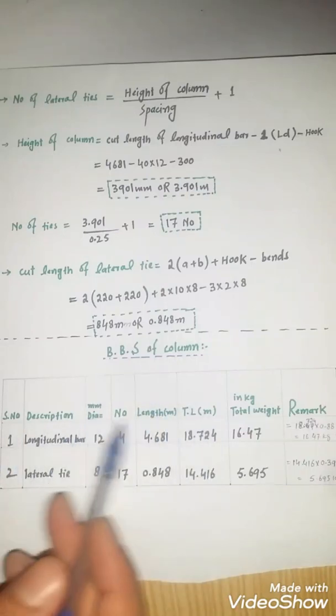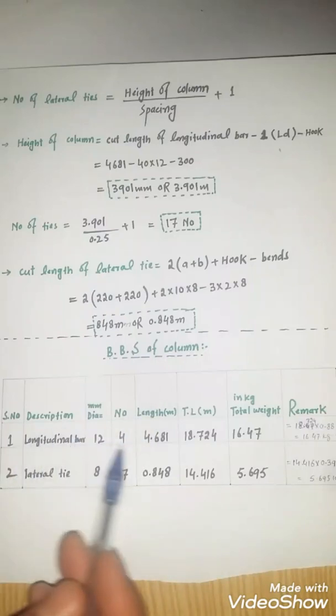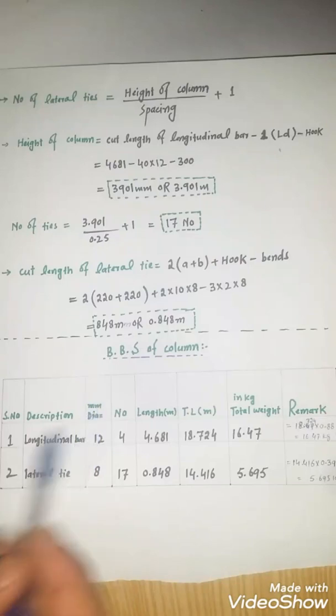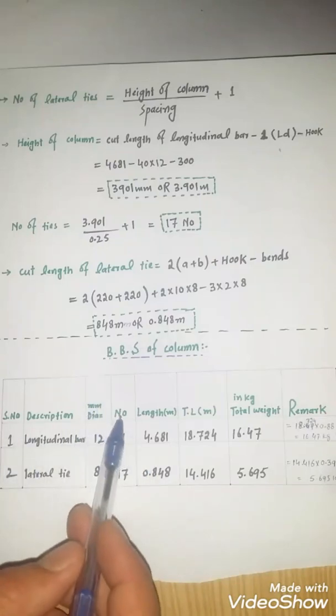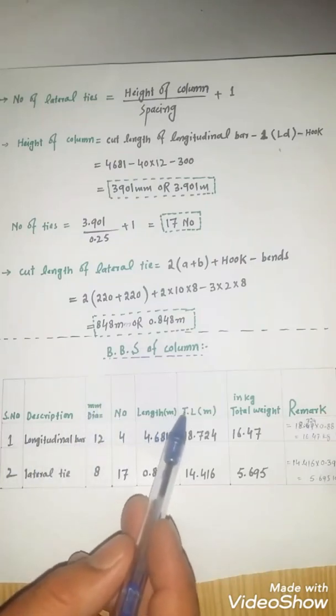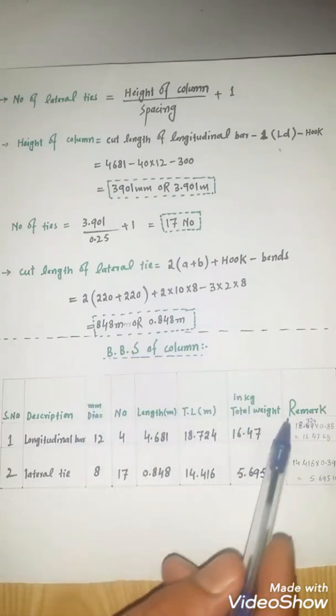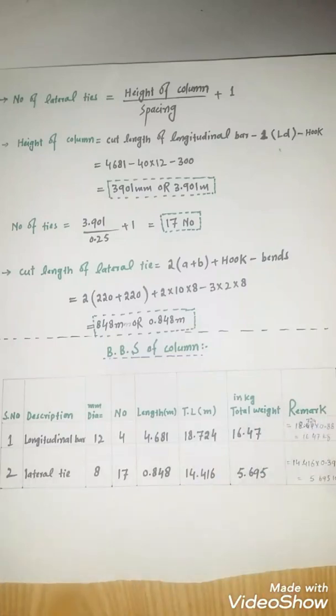For making BBS of column, you need to make this type of table: serial number, description, diameter in millimeter, number, length in meter, total length in meter, total weight in kg, and this is remark.